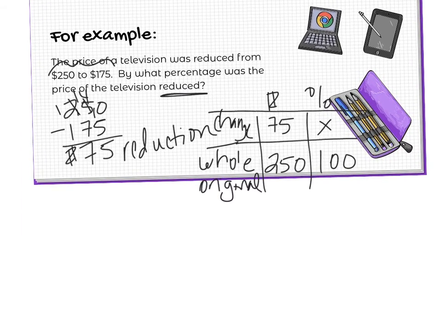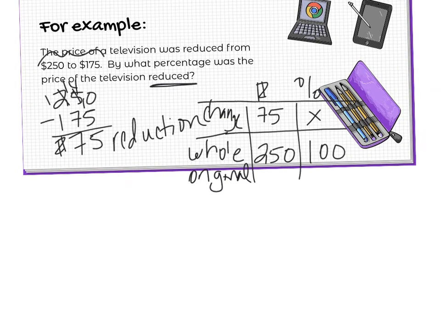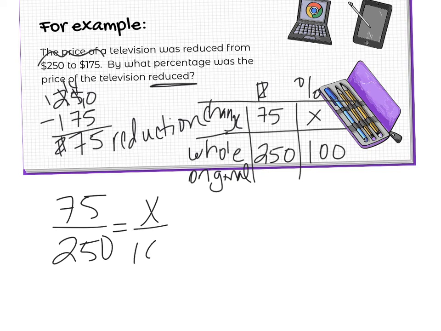I like to do it this way because since I'm talking about how much it's reduced, I first find out how much money or how many people it was reduced or increased by, and that's what I use for my part number. Okay, so that's the hard part, so to speak. Once you have that down, the rest is just math.